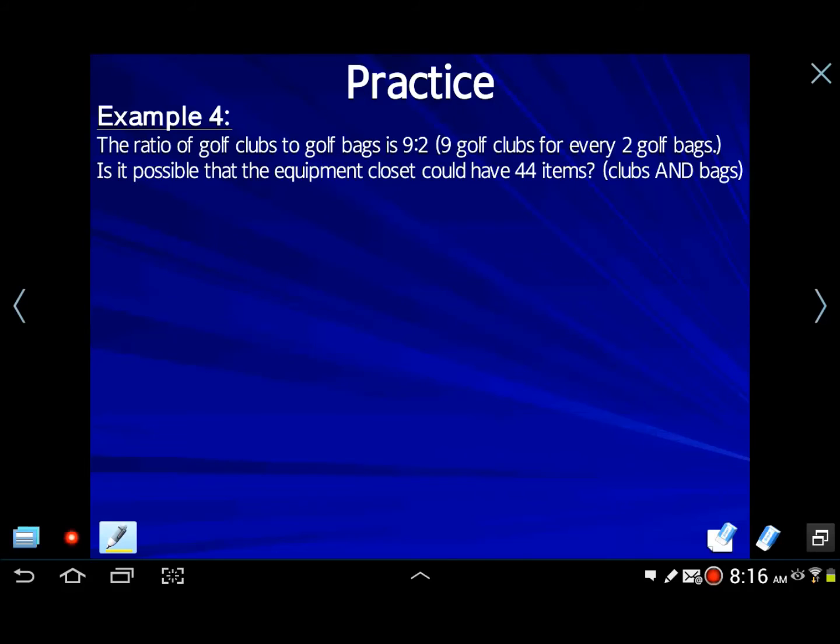So is this possible? Let's go ahead, and this time around, we're not going to solve it the way we did the other problems. We're just going to look at the ratio. So there's 9 golf clubs for every 2 bags. And let's just find some other ratios. All right, 9 to 2 is also equal to 18 to 4. So I multiplied by a factor of 2. That's how you make equivalent fractions, and that's also how you make equivalent ratios.